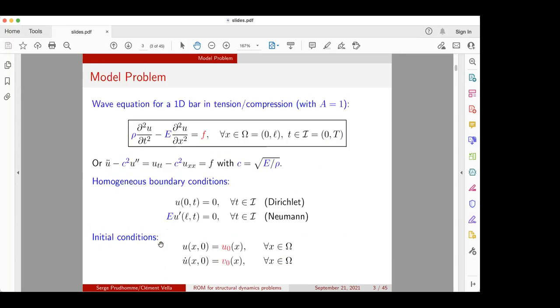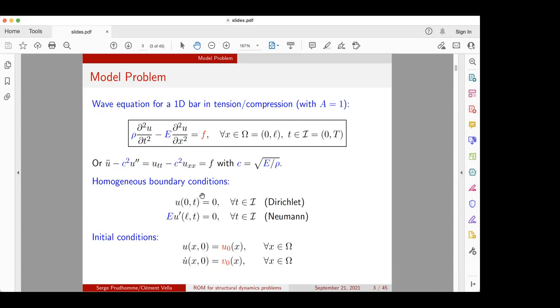So here it is. As I said, this is really a toy problem. We have the wave equation in 1D. Of course, we took the cross-section of 1 to simplify a little bit the equation. So we have rho, our density, E, the modulus of elasticity, and F, a forcing term. Here it's essentially for notation. When I'm going to talk about time derivative, I'm going to use the dot. Sometimes I'm going to use the prime for the derivative with respect to x. And that's about it. Homogeneous boundary conditions.